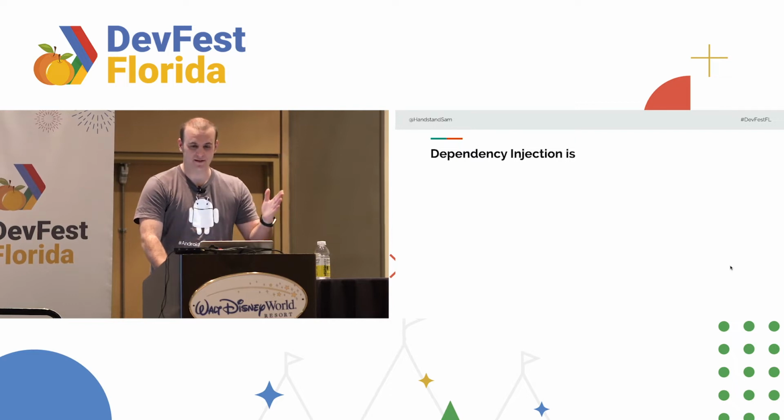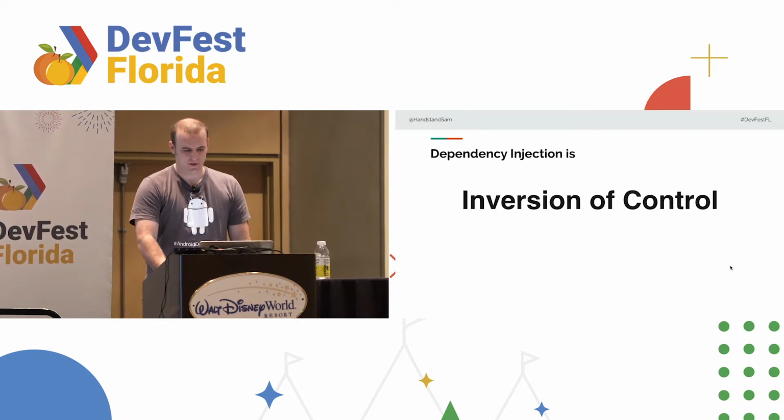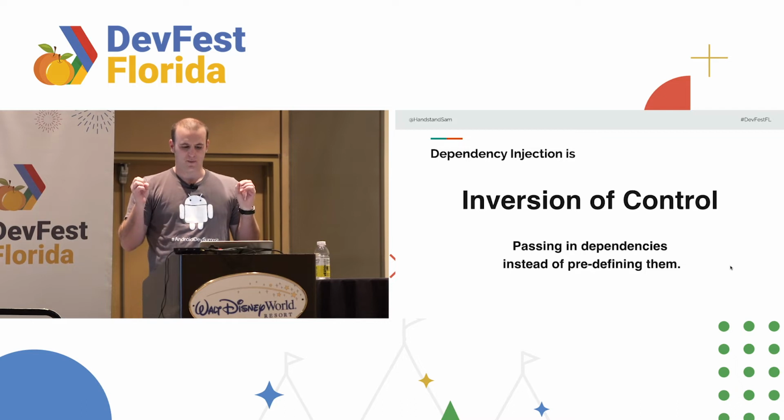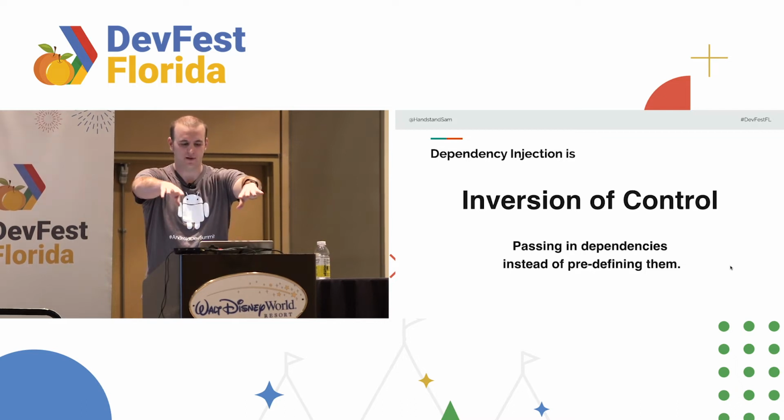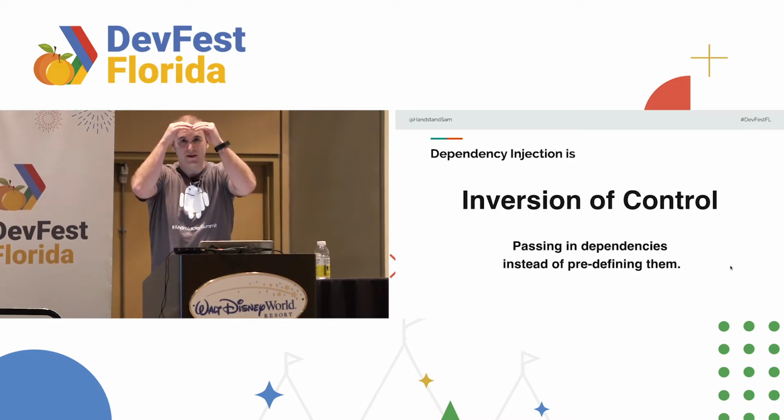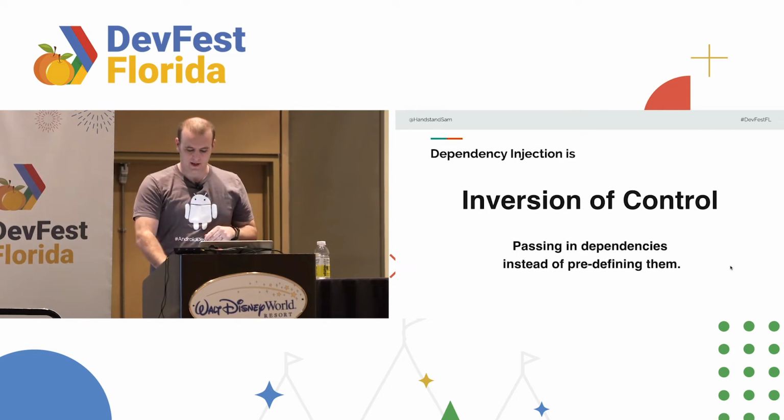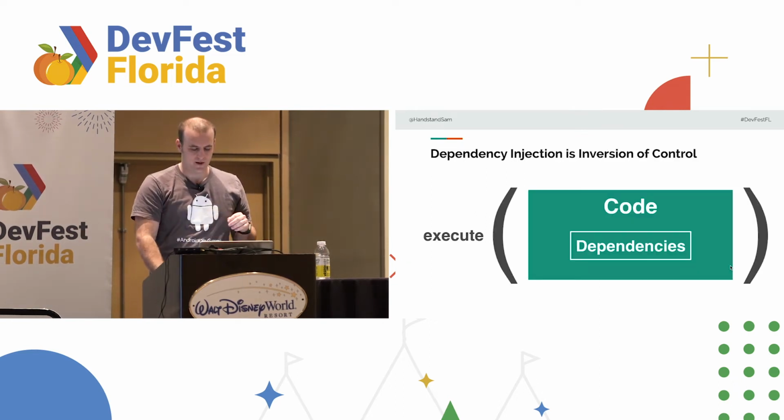Dependency injection is inversion of control. So all this means is you're passing in dependencies and telling something to execute instead of saying, here are my dependencies, I'm executing. And we'll see what that looks like in a little example.